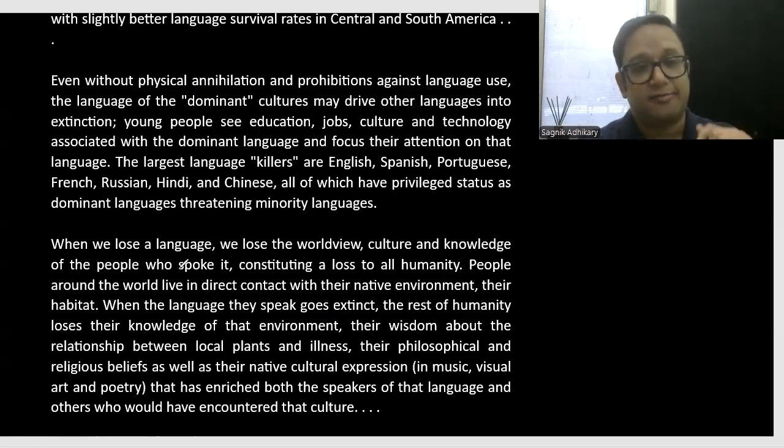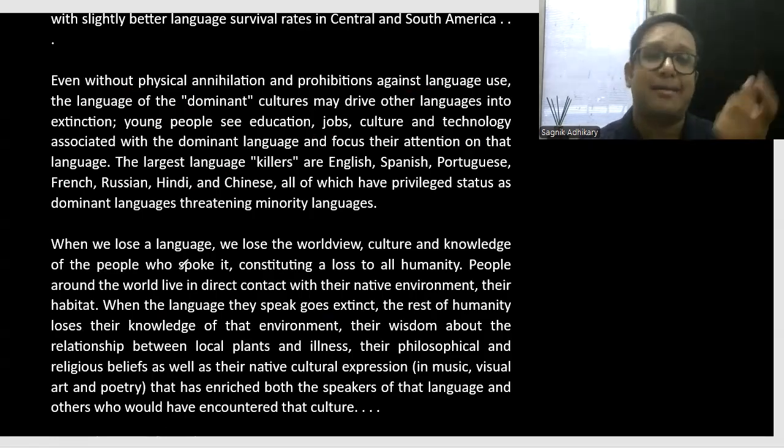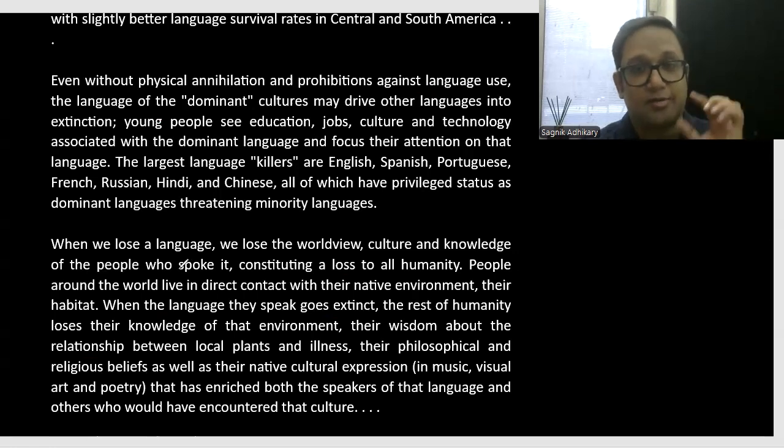The next paragraph, the third paragraph, talks about one of the costs of losing a language. It particularly mentions that when a language is lost, of course the language goes extinct, but there's some other factor which is also lost: something in the environment, something related to the culture of the speakers of that language.